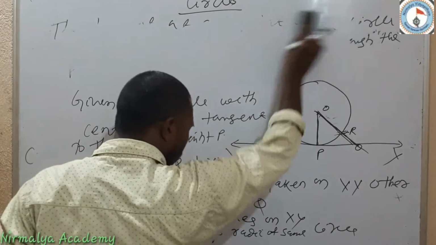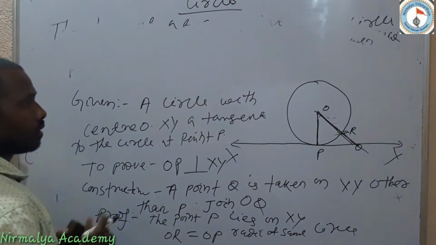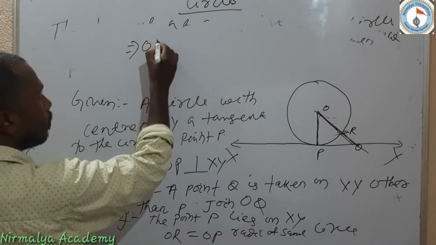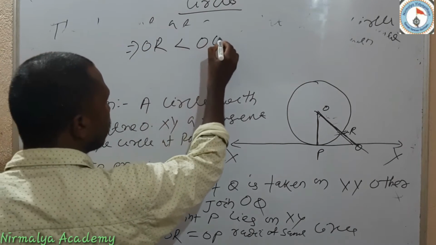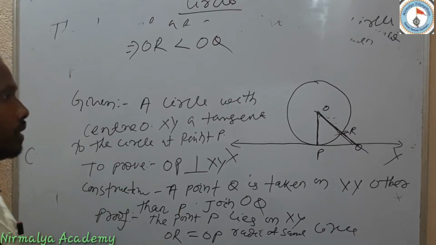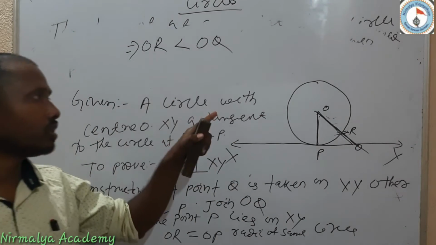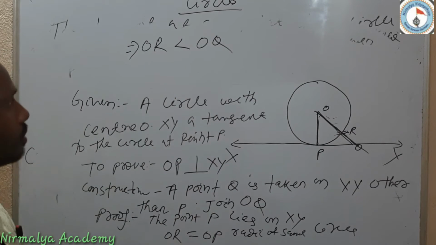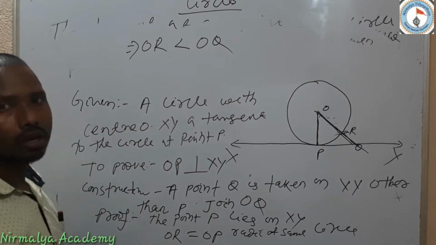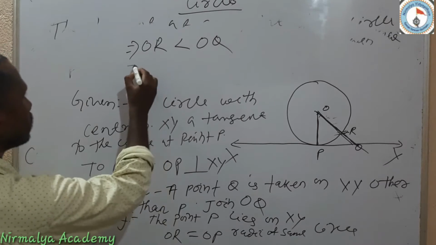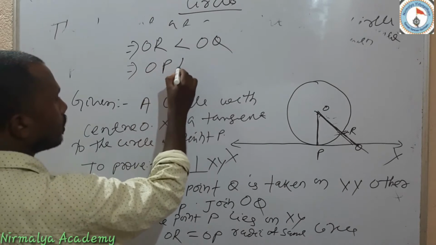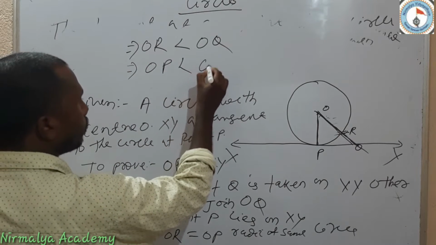If OR equals OP, then OR is less than OQ because it's the part of the whole. OQ is the whole and OR is the part. So always part is less than whole. So that's why OR will be less than OQ. That means OP is less than OQ.